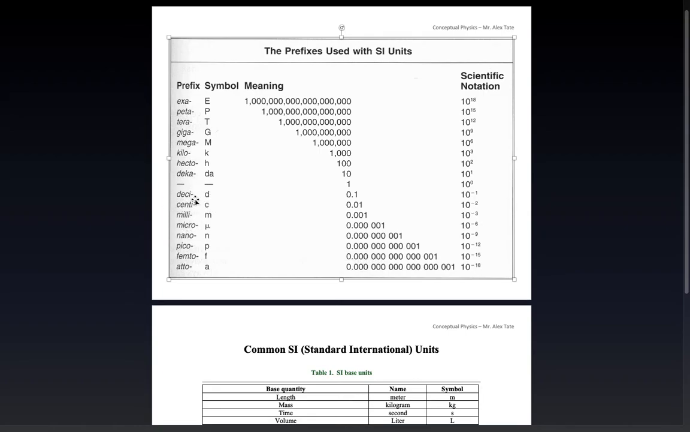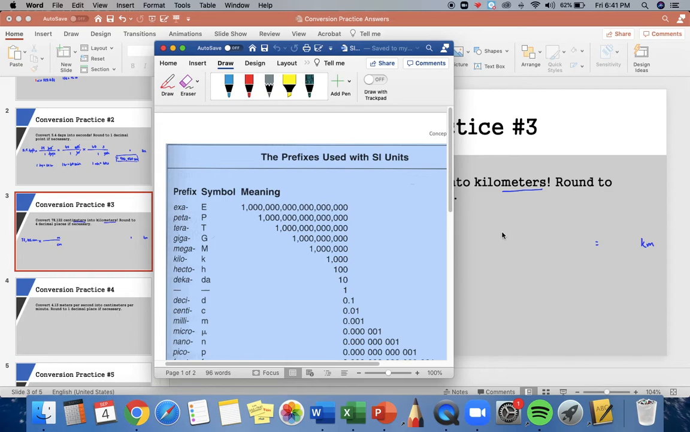Here, it always follows this pattern. 1, whatever prefix I have, equals this many SI units. So my metric conversion is going to be 1 centimeter equals 0.01 meters. Or in this case, 1 kilometer equals 1,000 meters. That is how you read that chart specifically to try and figure out your value.